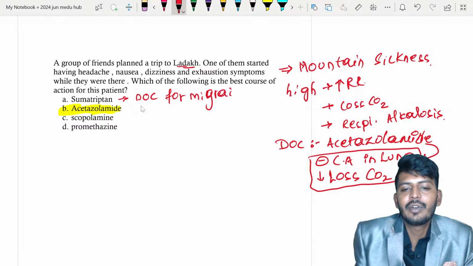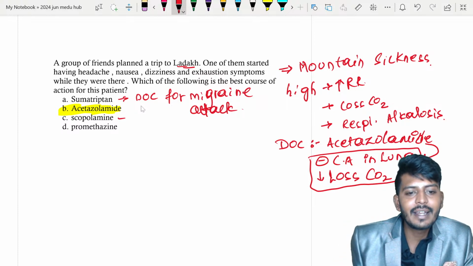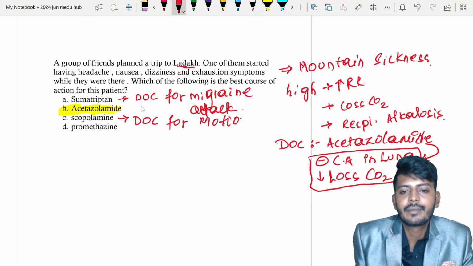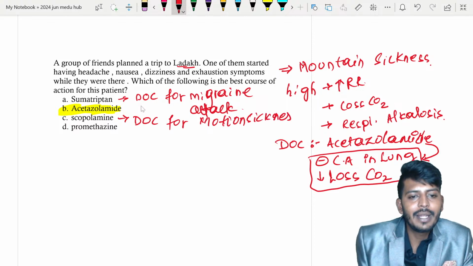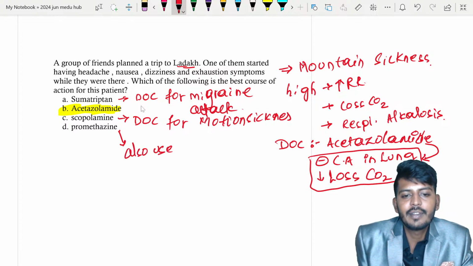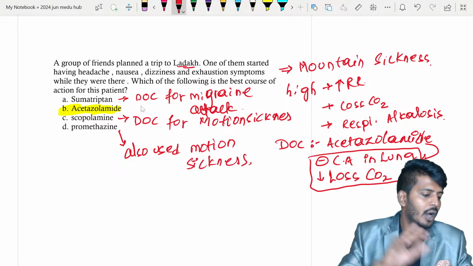Sumatriptan is the drug of choice for migraine attack, not for prophylaxis, but for the attacks of migraine. Scopolamine is the drug of choice for motion sickness. Promethazine is also used in motion sickness, but the most important drug of choice is scopolamine. So that covers all 4 drugs.